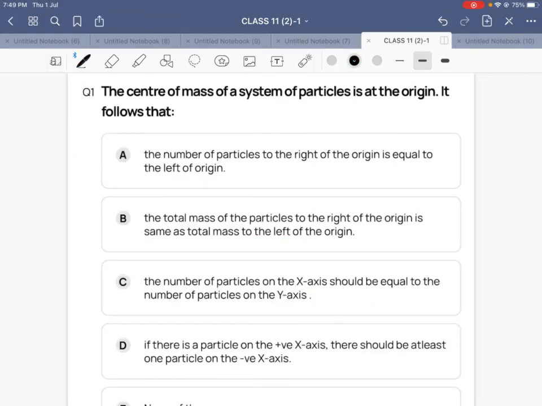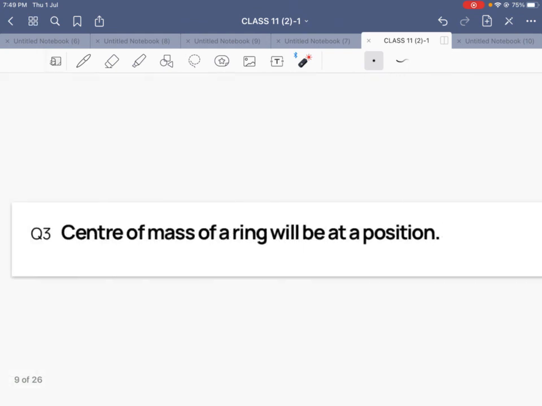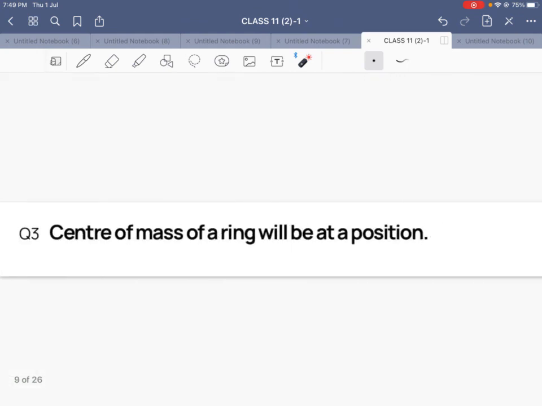At the end of this video, 3 questions are given for assignment. First question is, the center of mass of a system of particles is at the origin. It follows that, you have to tick the correct answer. These questions are for your practice. Second question and last is the third question. You have to practice these questions, and these questions are related to this video.